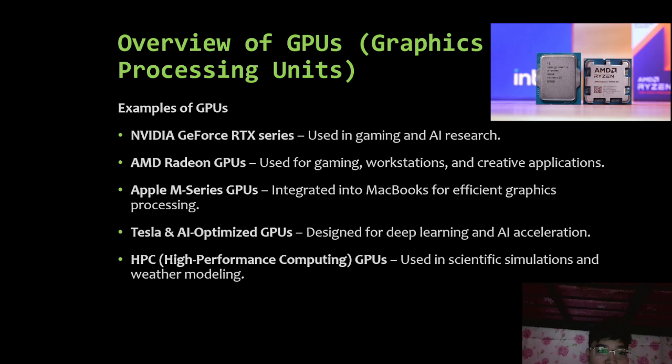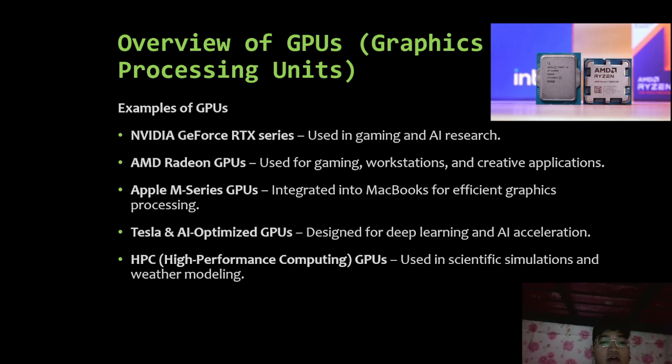Other examples of GPUs: NVIDIA GeForce RTX series used in gaming and AR research. AMD Radeon GPUs used for gaming, workstations, and creative applications. Apple M series GPUs integrated into MacBooks for efficient graphics processing. Tesla and AI optimized GPUs designed for deep learning and AI acceleration.